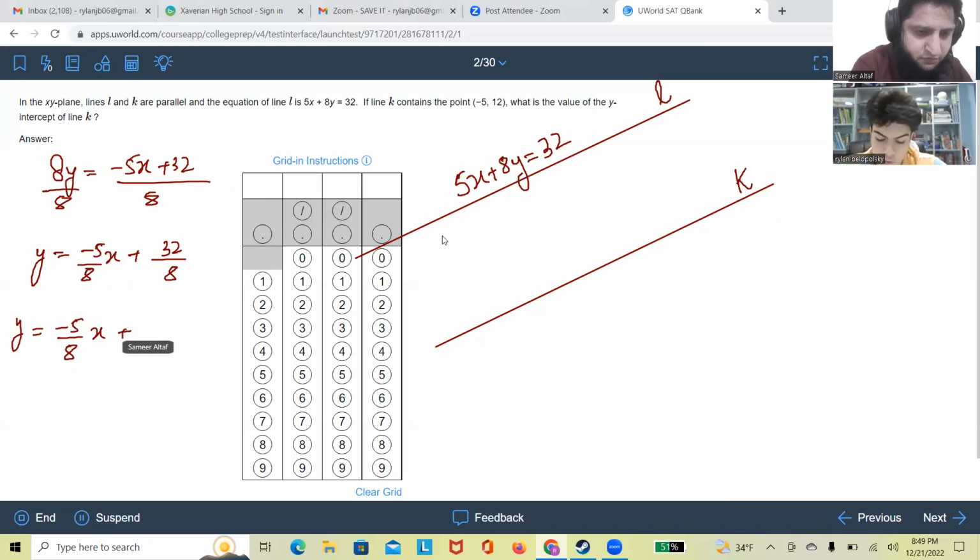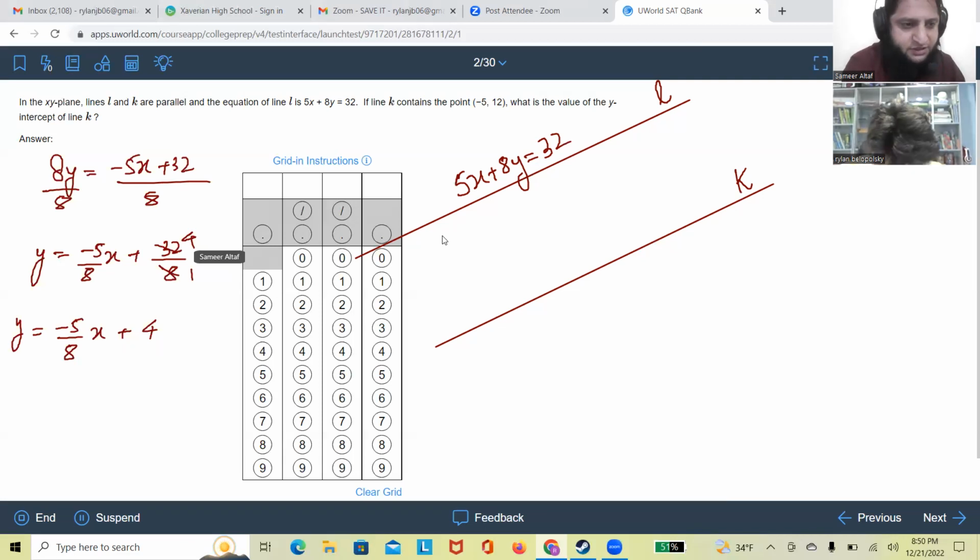So you get 32 over 8 minus 5x over 8, I think. Yes, correct. So now I have written negative 5x over 8 before 32 over 8. And 32 over 8 is 4, I think. 4 times 8 is 32, right? Yeah. So 8 times 4 is 32.